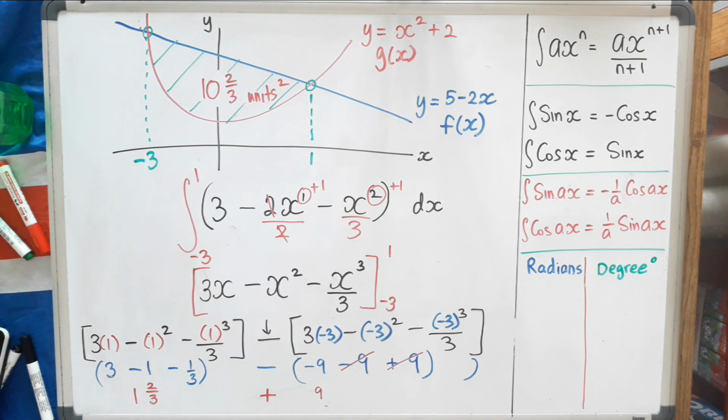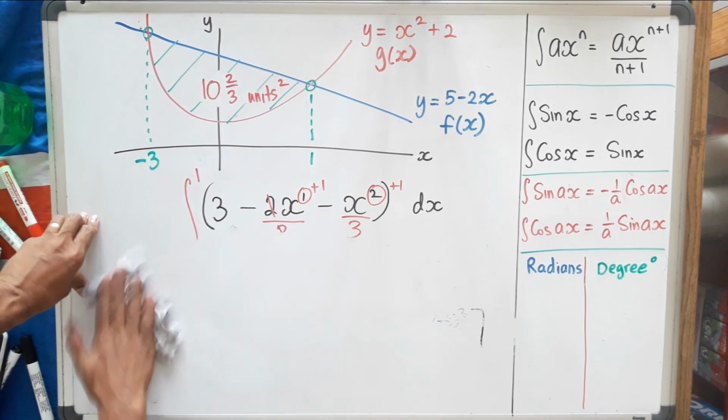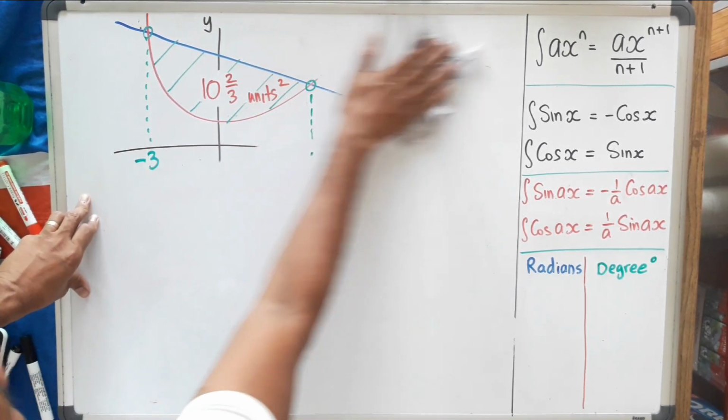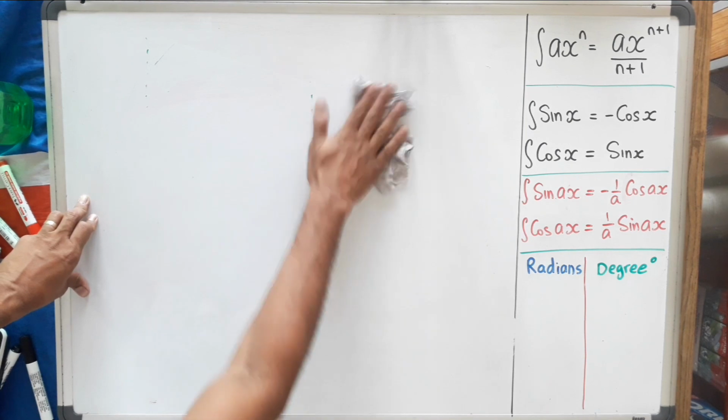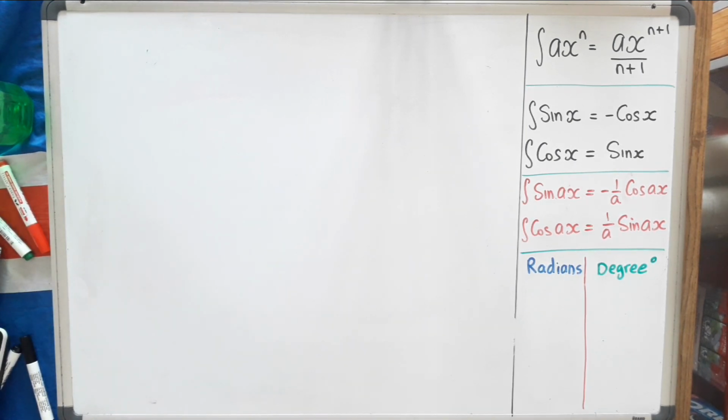Alright, erase this. Let's try another question. Up to now I haven't done any limits questions, I believe, with trigonometry, with sine and cosine. So I think I should do one of those now.